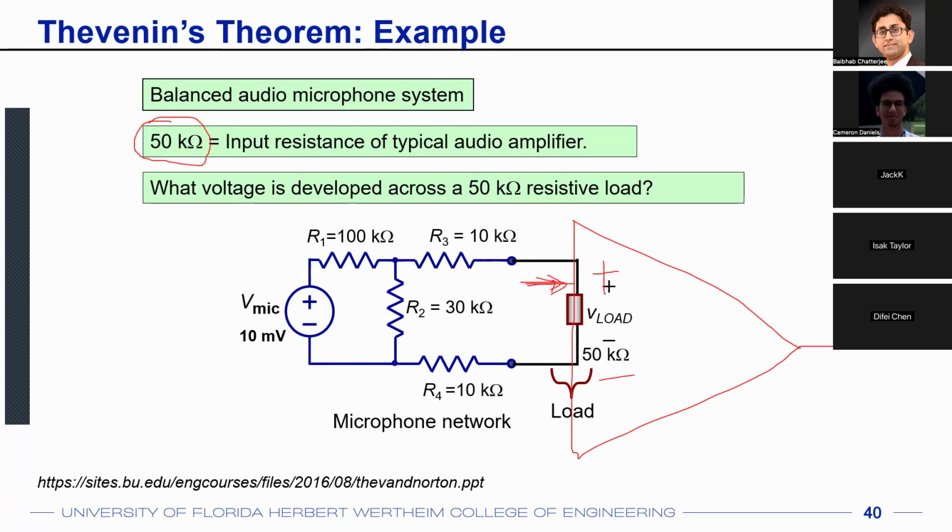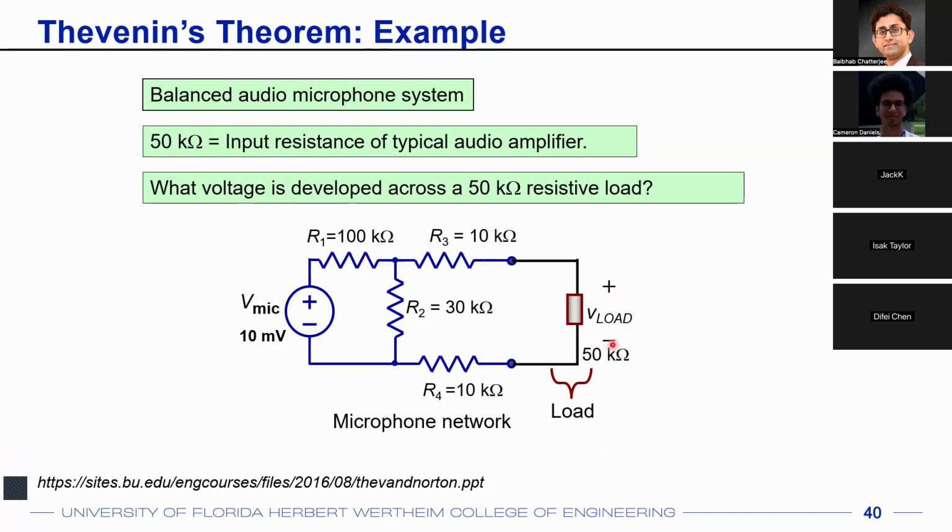So looking into the audio amplifier, you'll see a 50 kilo ohm load, and then the amplifier will amplify this. So maybe you'll get 1 volt peak to peak at the output, right? We are not going into that right now, but that's what we are trying to do here with this example. That's why as the load, I'm drawing a 50 kilo ohm resistance. That's what I see looking into the amplifier, and this becomes my network. You want to find out the voltage that is developed across that 50 kilo ohm resistive load, because that's what your audio amplifier is going to see.